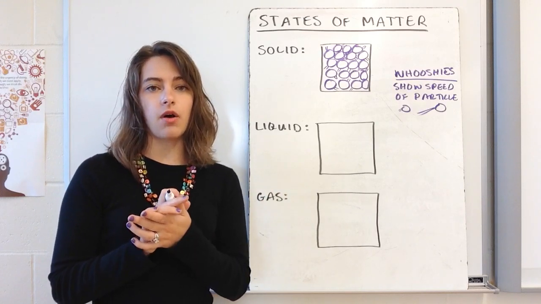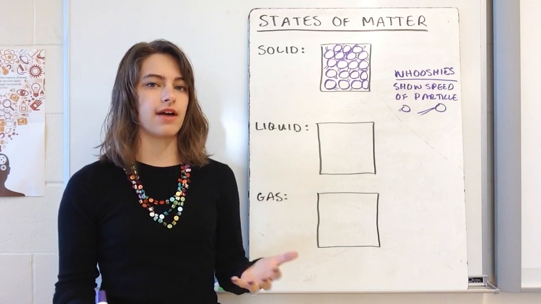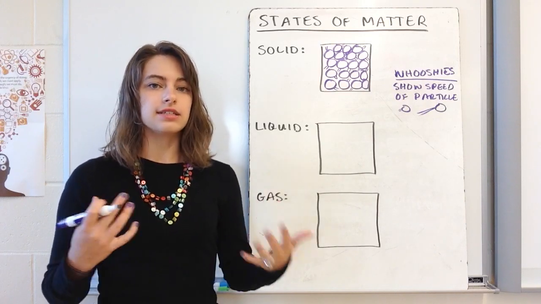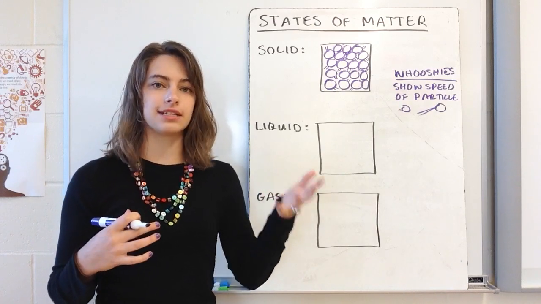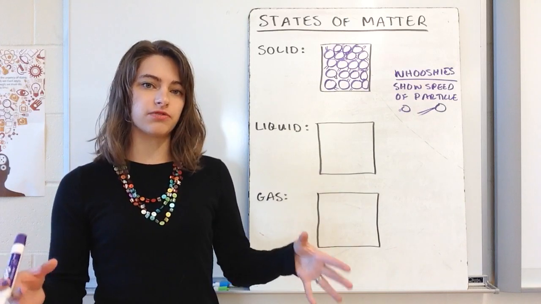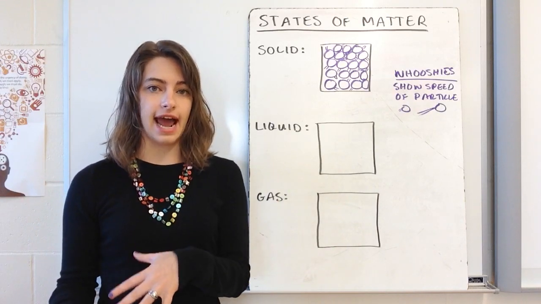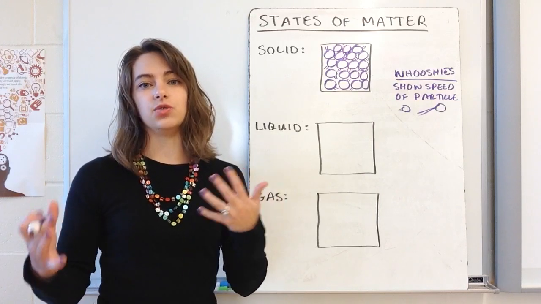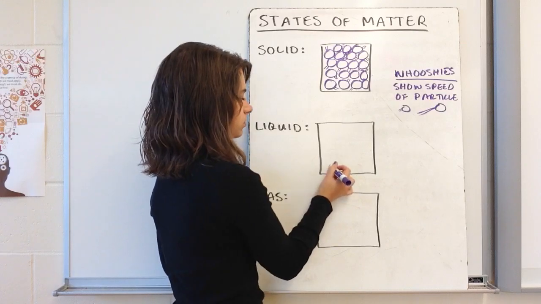So a liquid, we know, has a definite volume, but it doesn't have a definite shape. It takes the shape of whatever container you pour it into. A liquid is the halfway between a solid and a gas. So the particles are more spread out, but they're not super far apart. They're moving faster than a solid, but not as fast as a gas. And they definitely do not have an orderly arrangement. So let's draw some liquid particles.